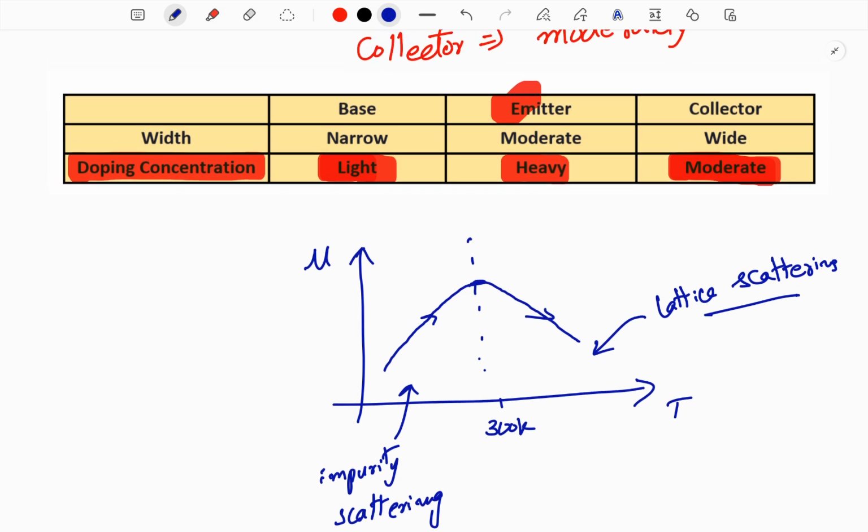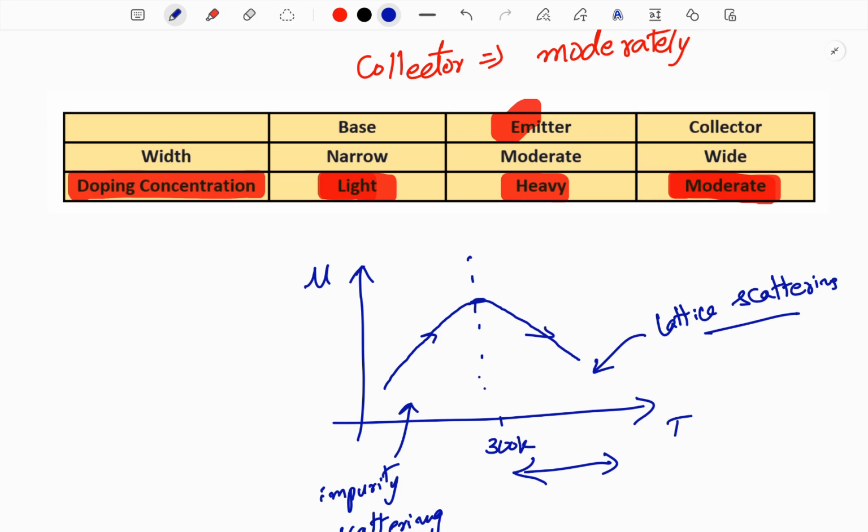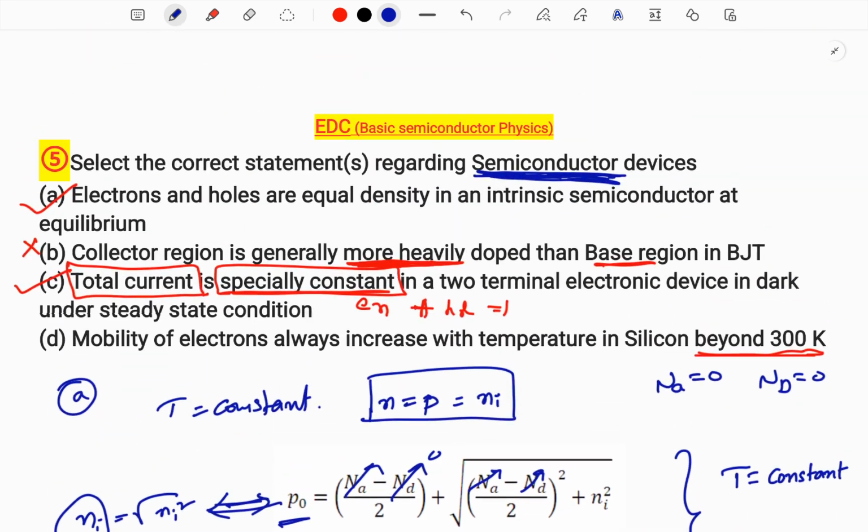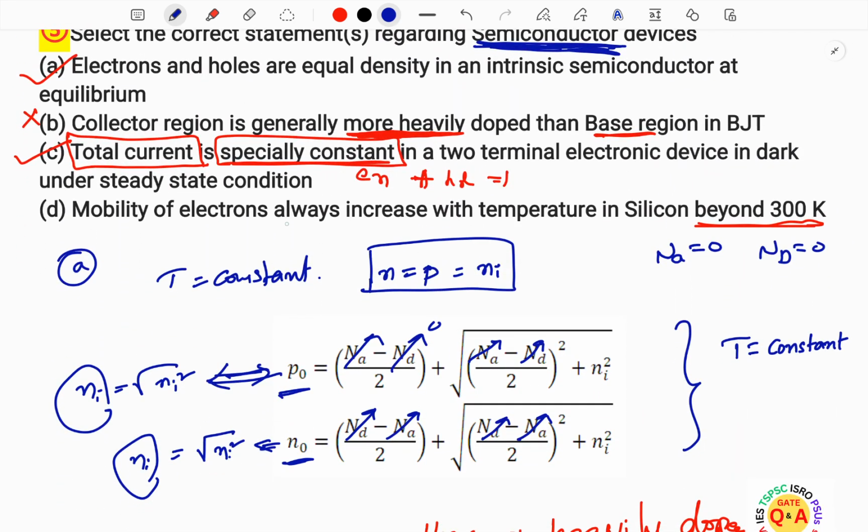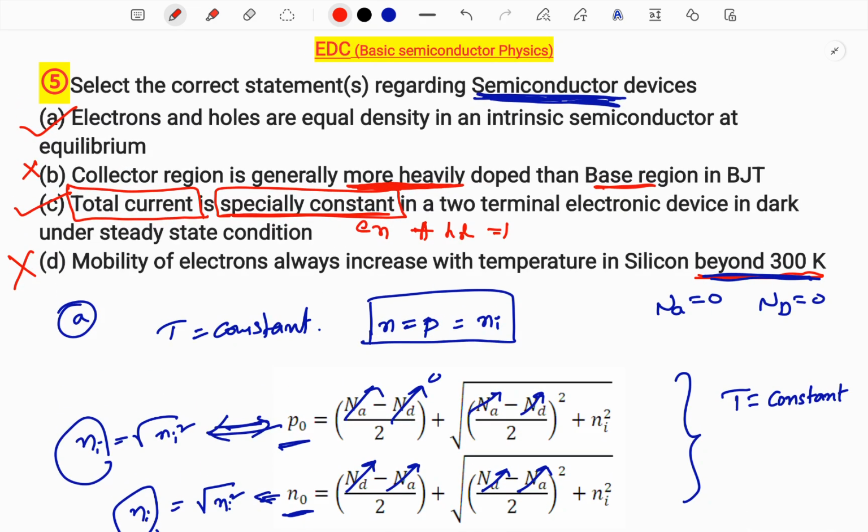So in our option, beyond 300 Kelvin, as temperature increases, mobility increases, but this is wrong. Mobility of electrons does not always increase with temperature in silicon beyond 300 Kelvin; it decreases. So for this question, the correct answers are A and C.